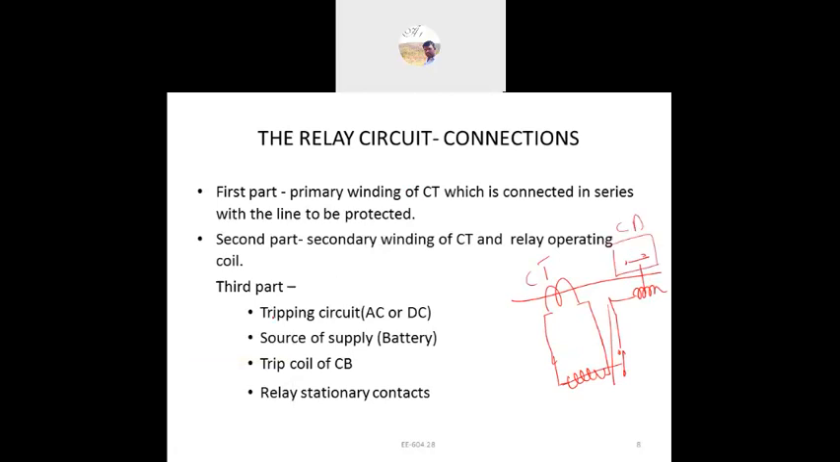And the third part is the tripping circuit. This is the tripping circuit with the source of supply, which is a DC source, and the tripping coil. It is the tripping coil of the CB. So this is the CB and the relay stationary coil.